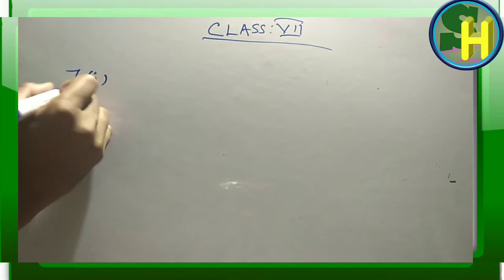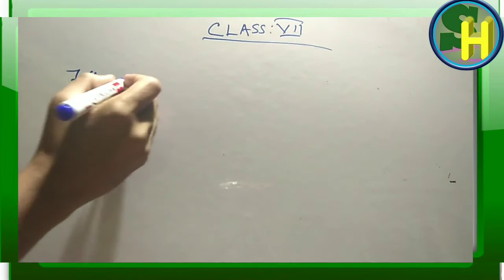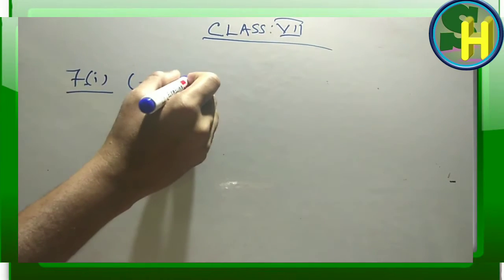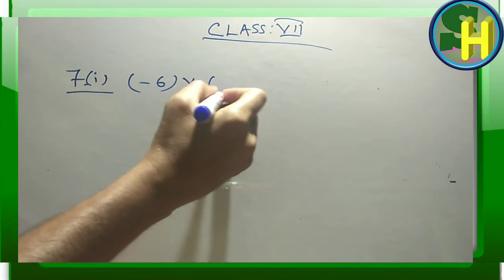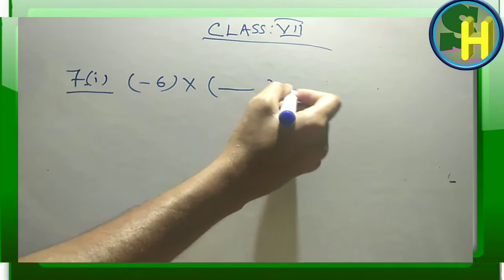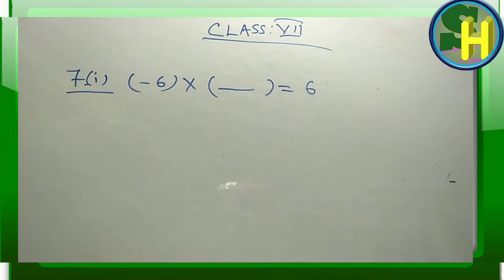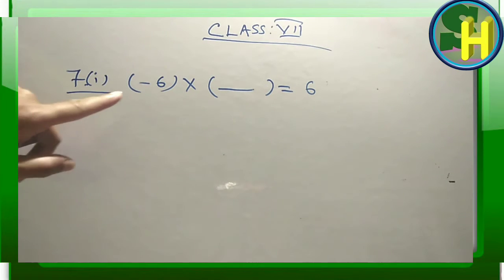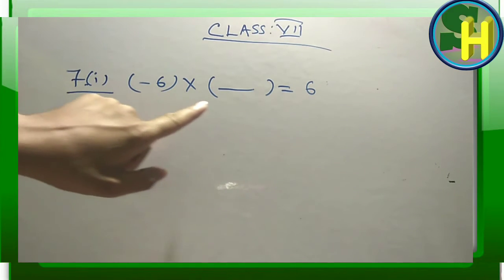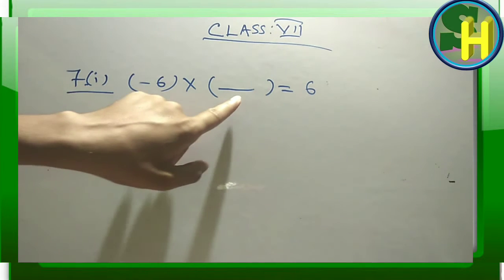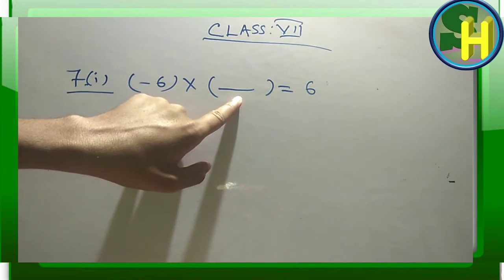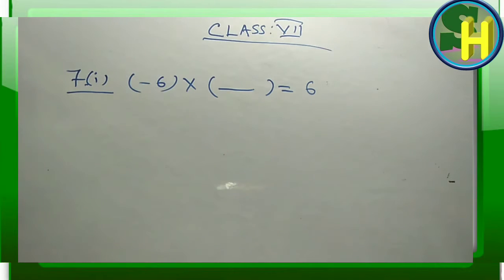7(i). First question: -6 into dash equals 6. Clear? So have a look at this question. I am multiplying -6 by one number, and I am getting 6.